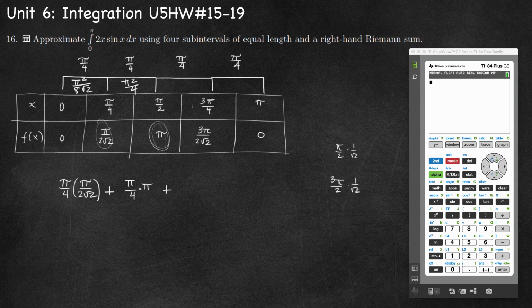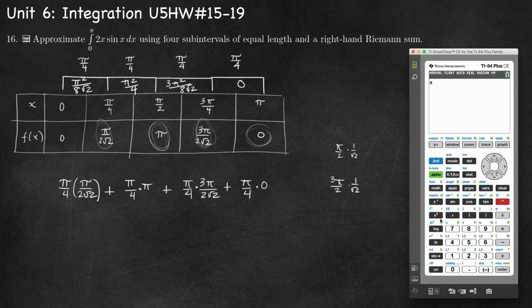My third rectangle would be pi over 4 times, and then I go to the right side, so times 3 pi over 2 root 2. So that's 3 pi squared over 8 root 2. And then my last rectangle will be pi over 4 times, and then again the right-hand side, 0. So that one's easy. That just has a height of 0. Now thankfully this is a calculator active problem, so I don't have to worry too much about trying to get a common denominator and adding all these things together.